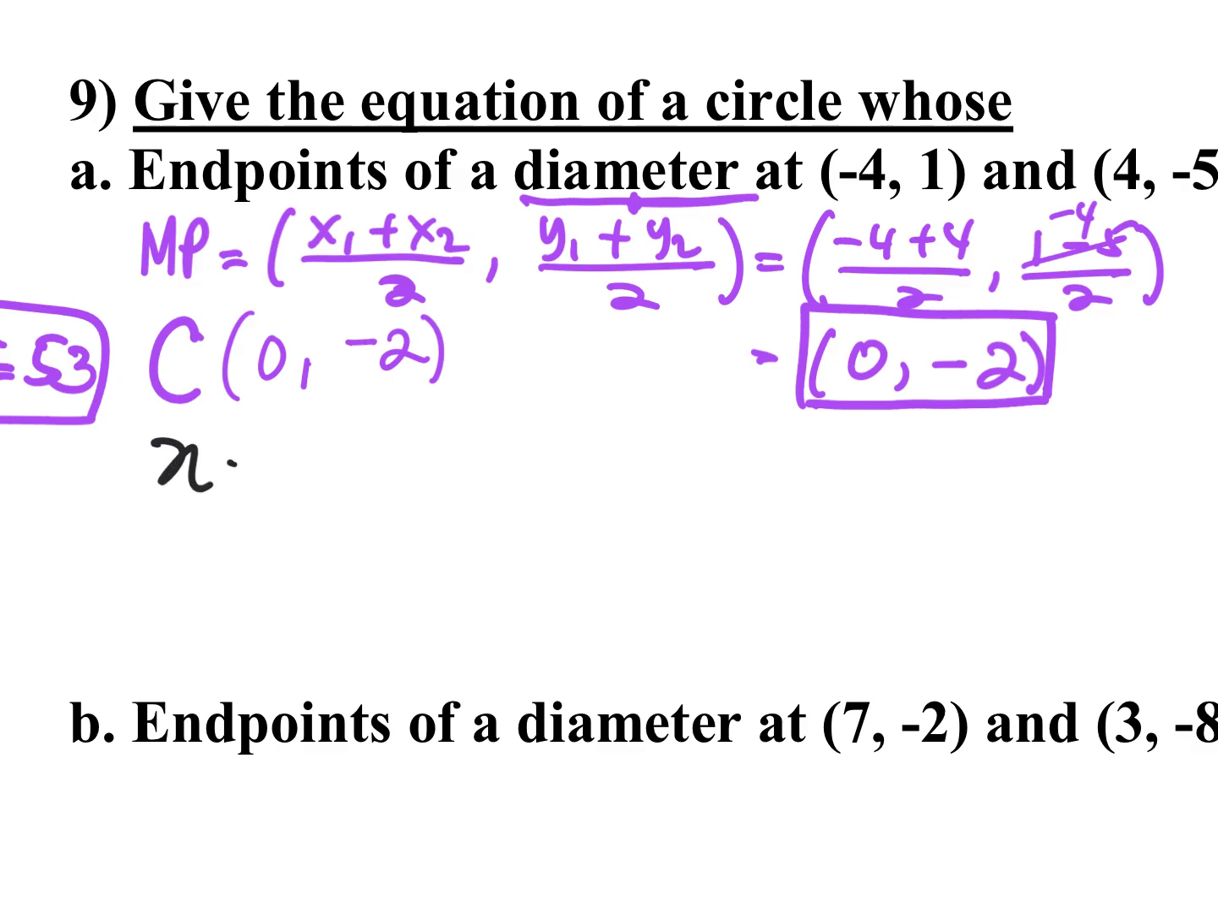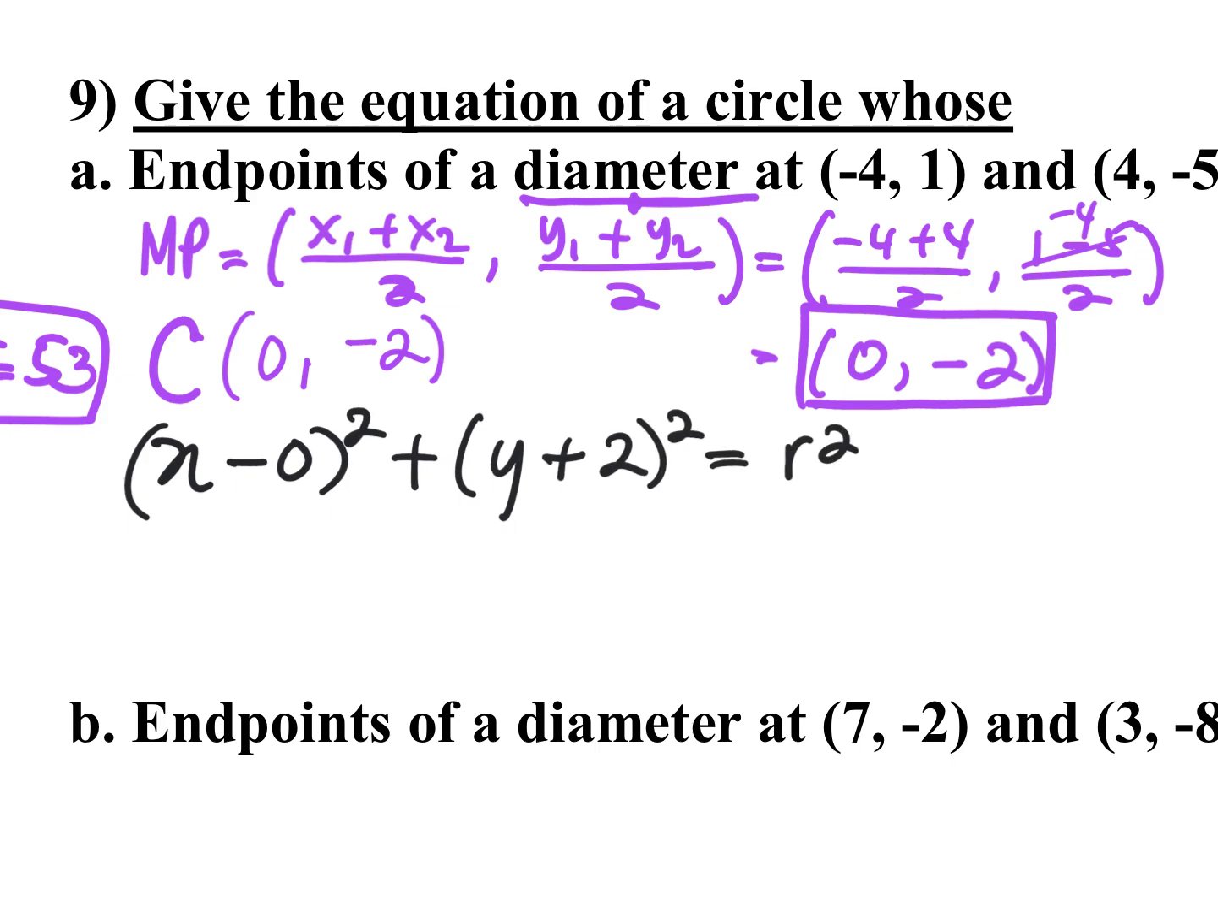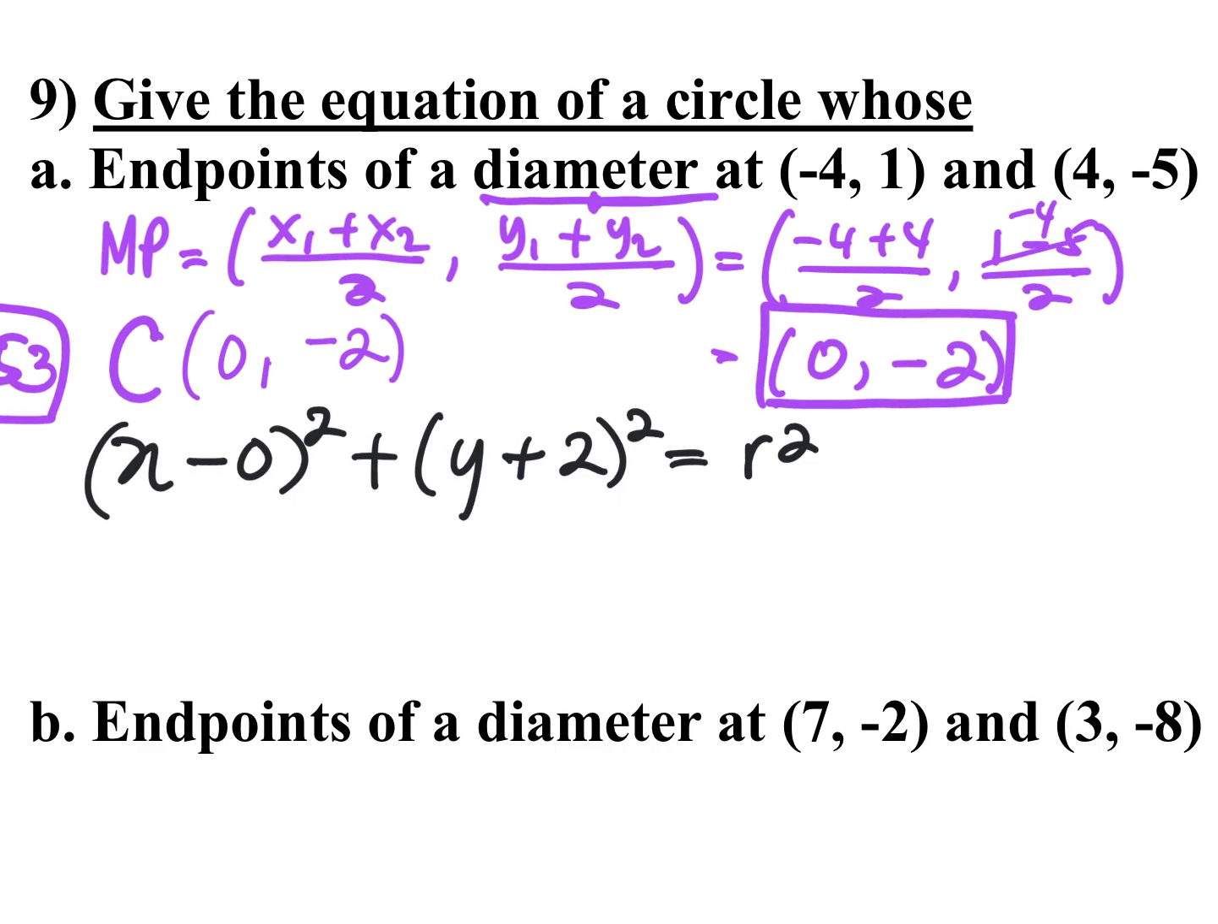(x − 0)² + (y + 2)² = r². Now, we don't know r² again here. So we're going to use either of these two points, (4, −5) or (−4, −1), to get the radius. Let's do that, just like what we have done earlier. I'm going to choose (4, −5).